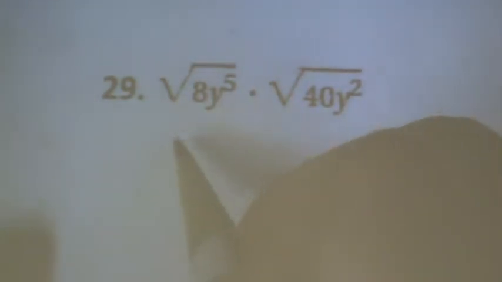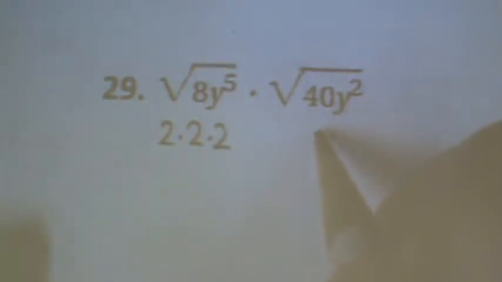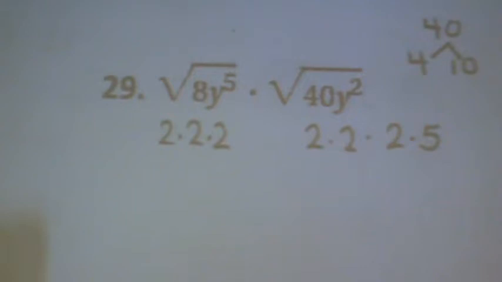Next, square root. We've got 2 times 2 times 2. I'm doing the numbers first. And 40 is 2 times 2 is 4, and then 2 times 5. So 4 times 10 is 40.